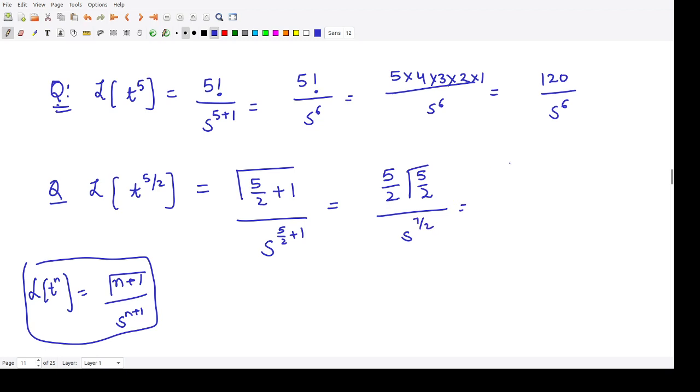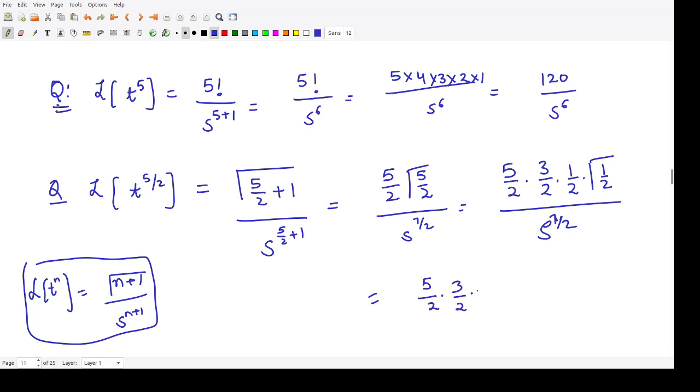You can further simplify this: 5 by 2 into 3 by 2 into 1 by 2 into gamma of 1 by 2, divided by s raised to power 7 by 2. So this finally becomes 5 by 2 into 3 by 2 into 1 by 2 into square root pi, divided by s raised to power 7 by 2. You can simplify this to get 15 square root of pi divided by 8 into s raised to power 7 by 2. So that is the final answer.